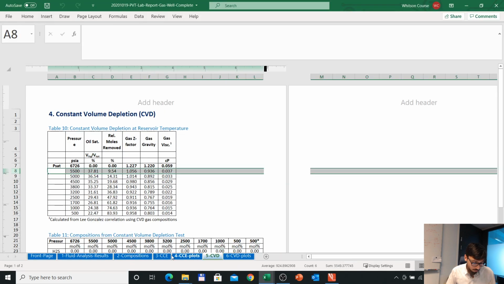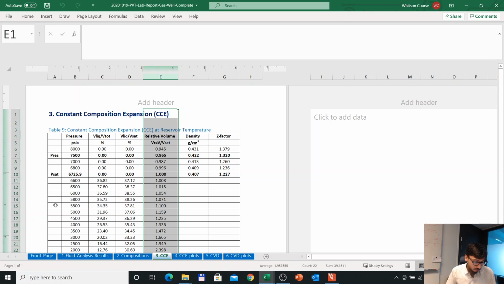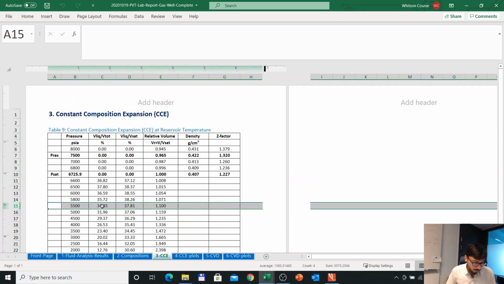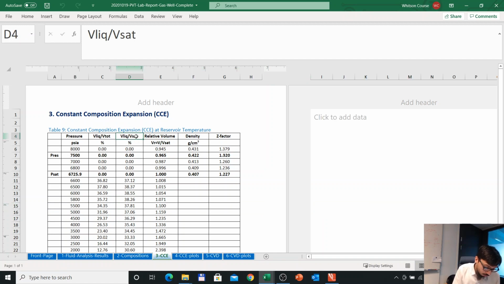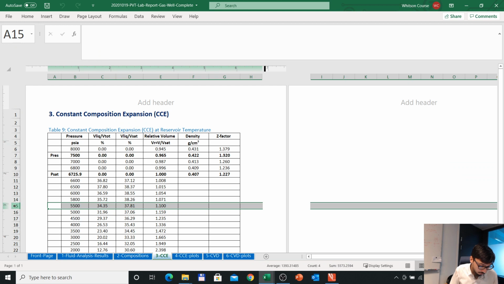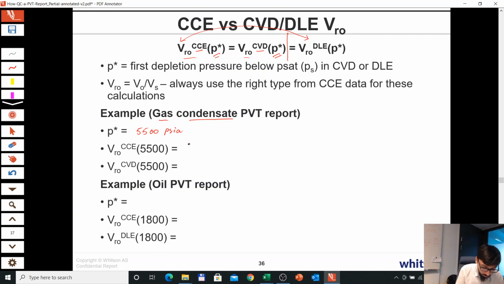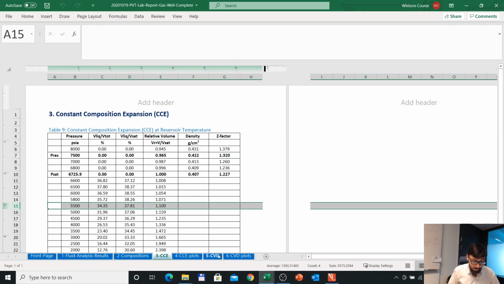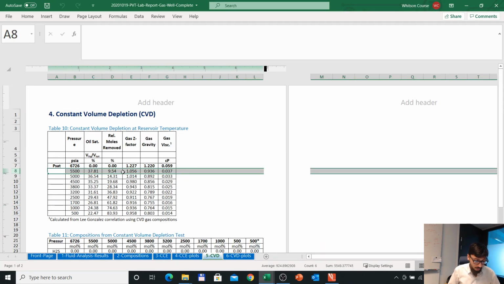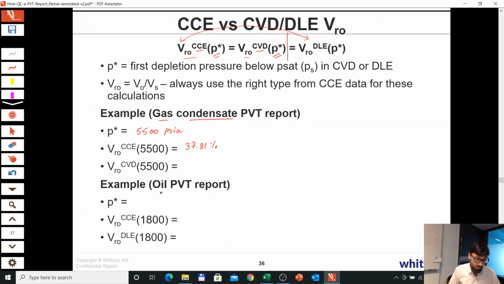What is the VRO value at 5500? So this is 5500 here, and then VRO again. We have two columns here. Which one to choose? We are interested in this one here. So VRO at 5500 is 37.81%. Then we go to the CVD experiment and see what the VRO is there. That is 37.81. Okay.